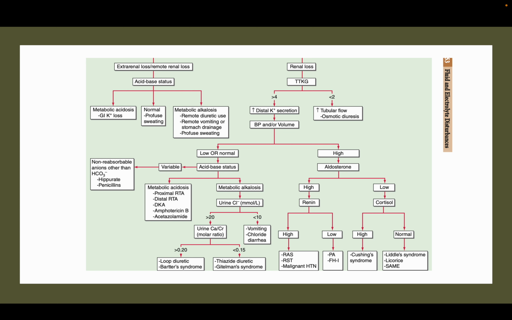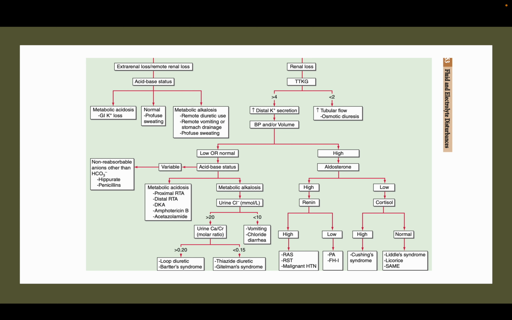In a normotensive patient with metabolic alkalosis, you check the urine chloride levels. If urine chloride is less than 10, then generally most of the time it is diarrhea or GI causes. If urine chloride is more than 20, then you check the urine calcium creatinine ratio. Calcium is generally lost in Bartter syndrome. It is not lost in Gitelman syndrome. If urine calcium creatinine is more than 20, where calcium loss is there, that is Bartter syndrome or some loop diuretic. If it is less than 15, that is Gitelman syndrome.